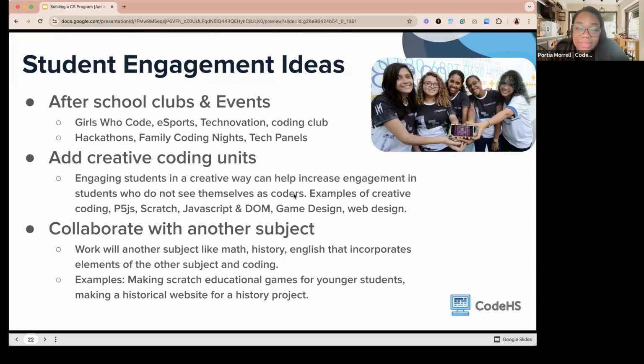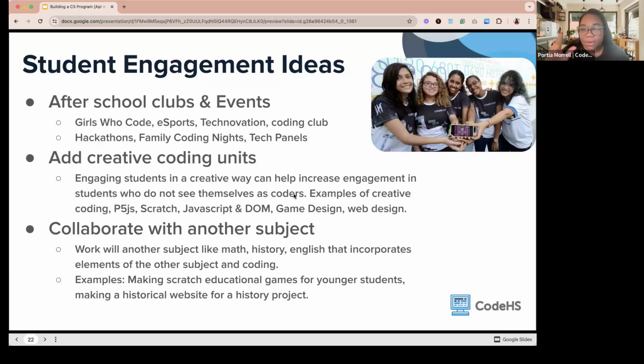You can also do hackathons. We've done family coding nights and we've done cool tech panels. We brought this robot called Bina to the school, and it actually talked to us. It's just a head and the students were just excited. So just finding ways to get students excited about computer science and STEM is a really great way to introduce it.